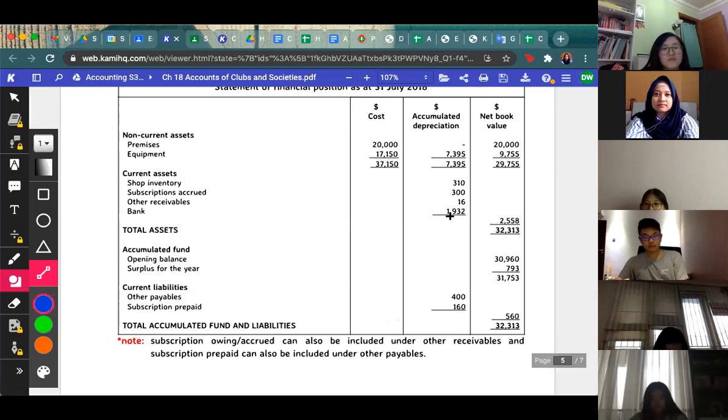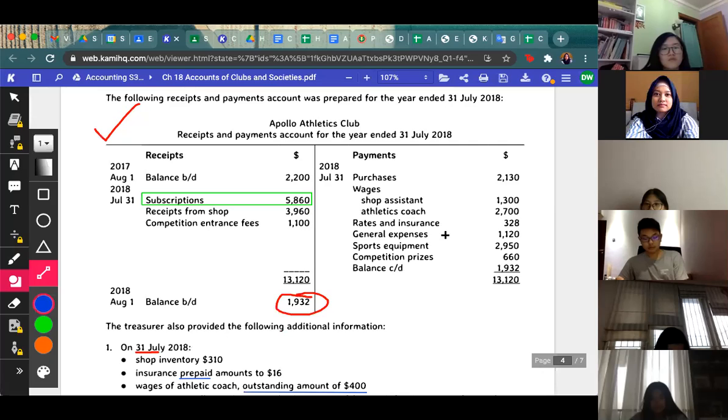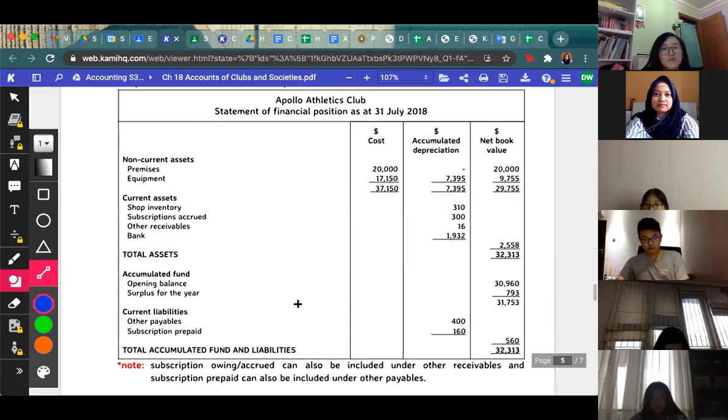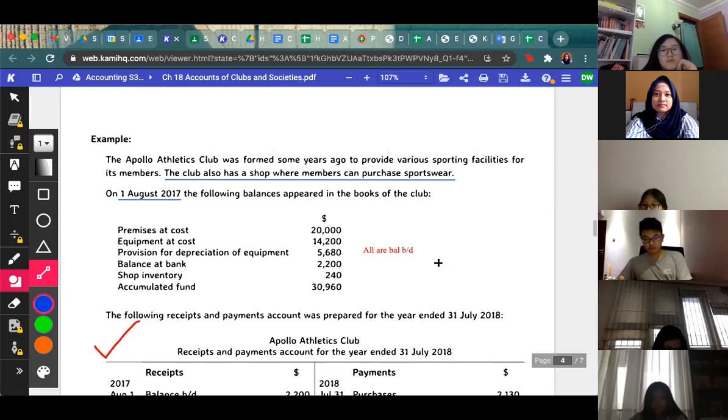And then bank. And then you put the bank amount here is the one that you get from the receipts and payments, balance CD or balance BD in the new accounting period. Yeah. Once you finish listing all the current assets, then calculate the total assets. After that, continued with, usually you have capital, but remember, clubs and society is changed to accumulated fund. The accumulated fund here will start with opening balance, which is 30,960, where you can find it in the very beginning of the questions here.